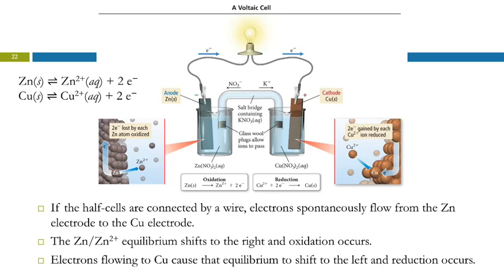So we're looking at this equilibrium shifting left. We're adding electrons, and so that causes this reaction to go to the left. We're writing it here as a reduction.